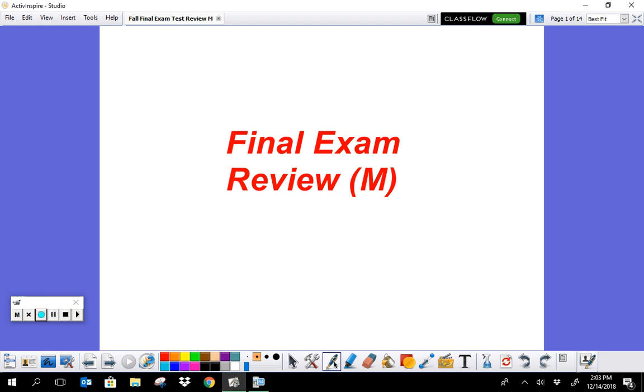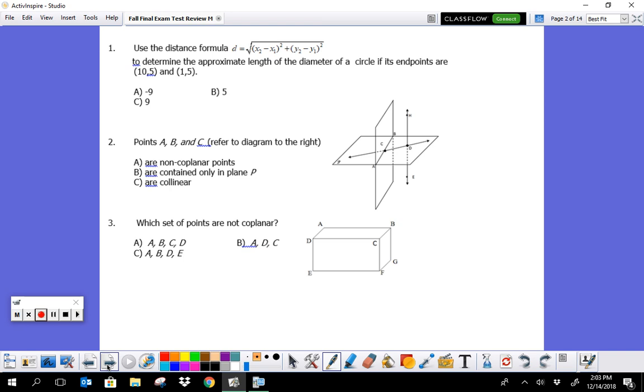This is the review for the final exam. Number 1 says to use the distance formula, and then it gives you the distance formula to determine the approximate length of the diameter of a circle if its endpoints are (10, 5) and (1, 5). Okay, so we're going to use that formula of d equals the square root.